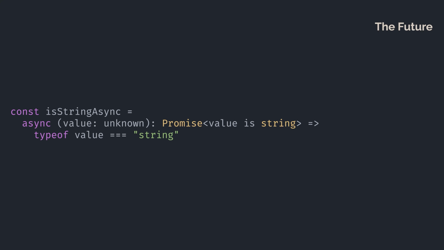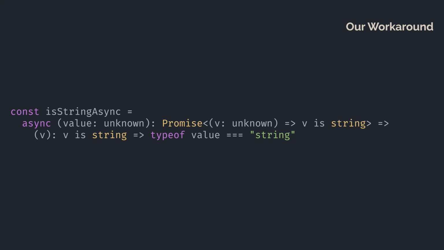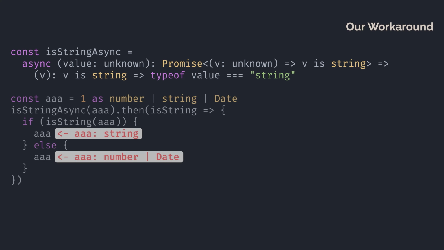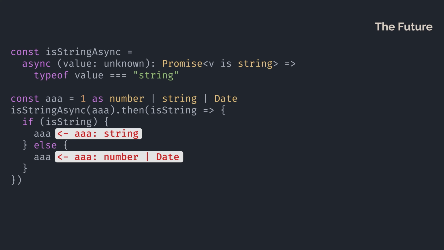But wait, in the last video, we learned that we can have functions that create new type guards. So, maybe we could have a function that asynchronously creates a synchronous type guard. See, instead of returning the promise of a type predicate, which we can't do yet, what we can do is return the promise of a function that returns a type predicate. And wow, it actually works. And it is so close to the ideal scenario that it will be very easy to refactor our code once we do get native support for asynchronous type guards.